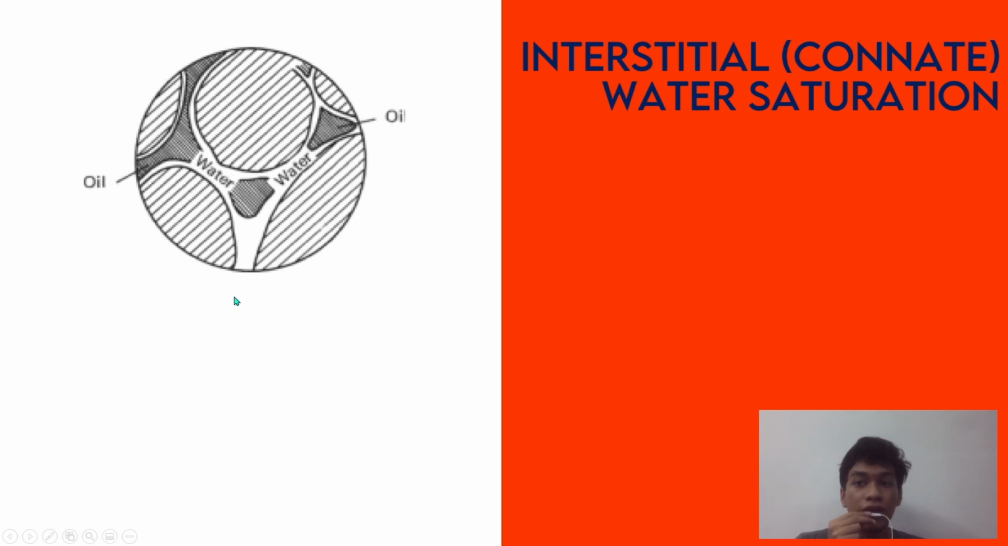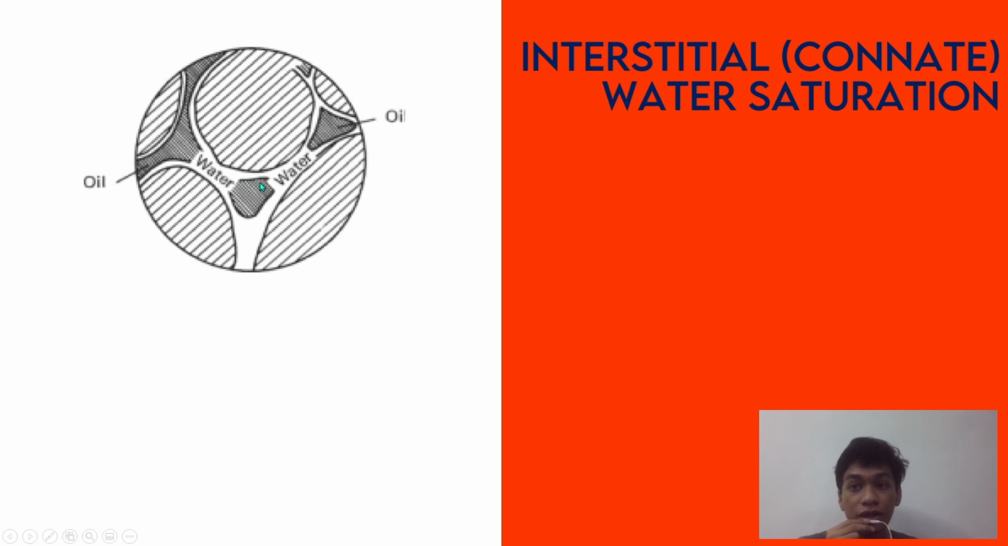Connate water, also known as interstitial water saturation, is water that surrounds the grains and fills the small pores. In general, the hydrocarbons occupy the center of the large pores and cracks as shown in the picture. As you can see here, the striped one is the grain, the white one is water, and the black one is oil. You can see that the water is surrounding the grain instead of moving like the oil.